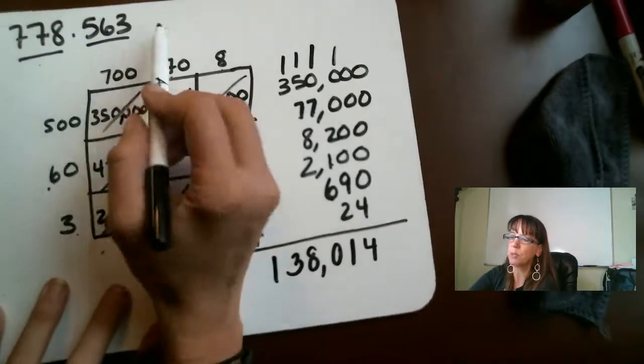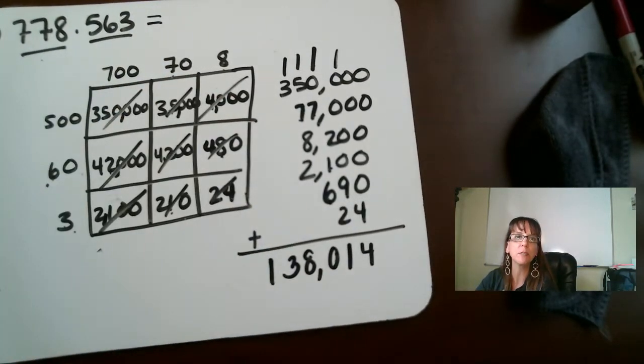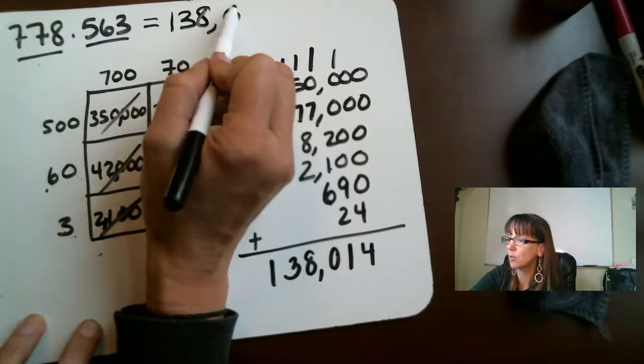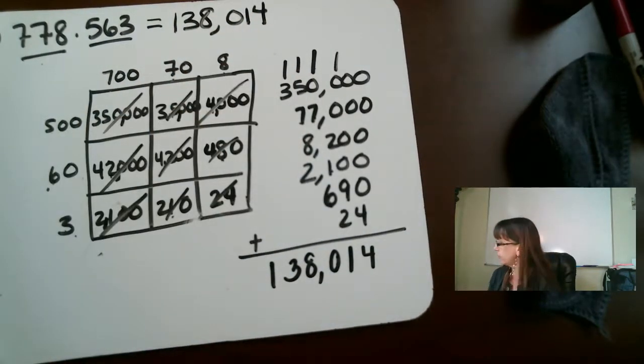Now we go back to our original problem. We have no decimals there, so we don't have to worry about anything. We get 138, 0, 1, 4, and that's 138,014.